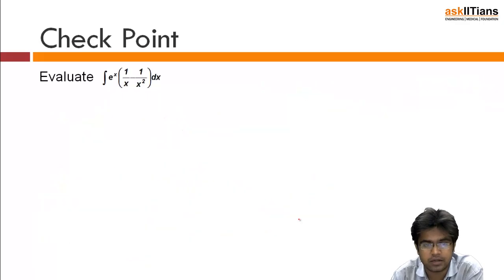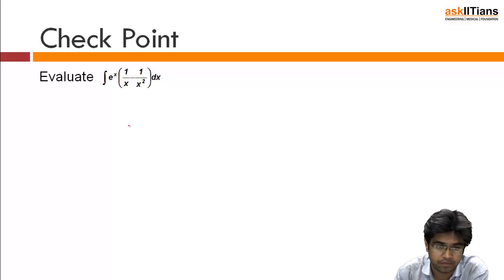Let's move to the next part. The next part says that it's again a checkpoint. So e to the power x upon 1 by x minus 1 upon x square. So again it's a by parts. This is trigonometry, this is exponential and this is arithmetic. So obviously arithmetic has the higher priority. But there is one more beautiful way to solve this question.